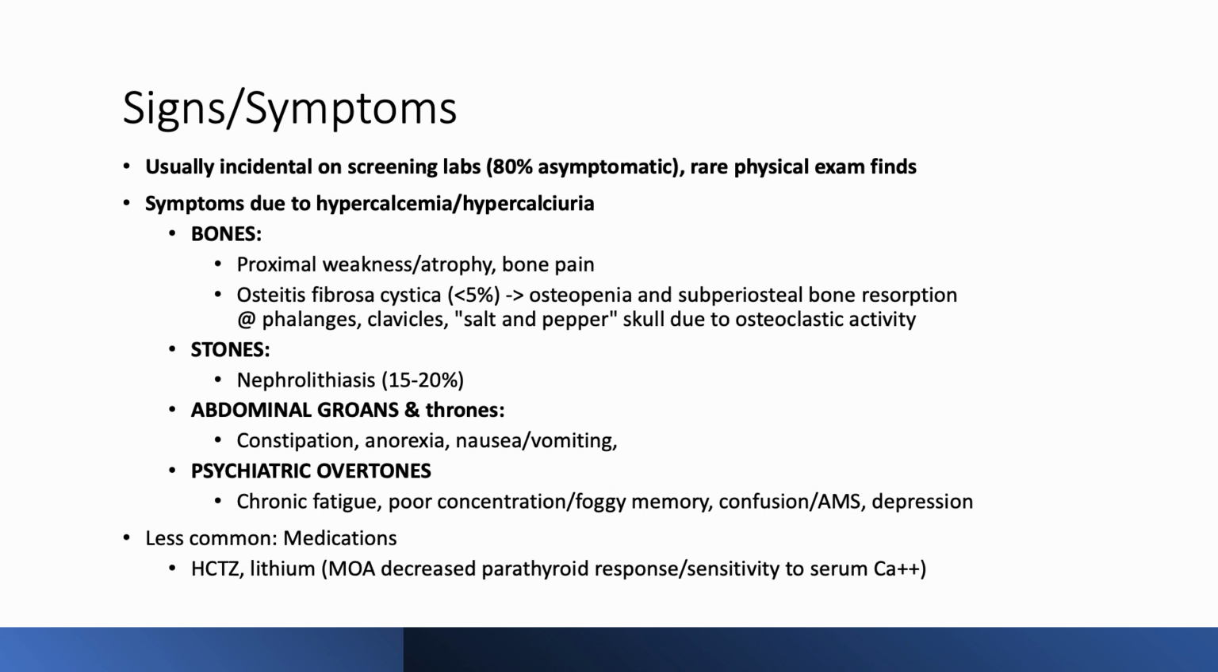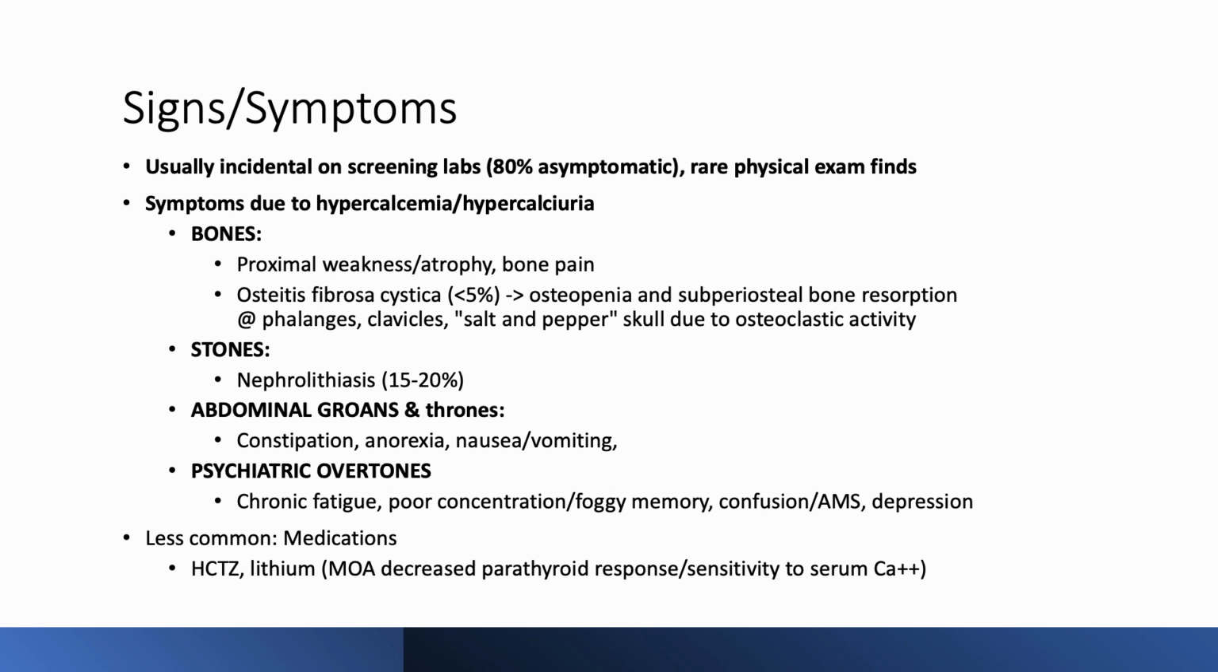In terms of stones, up to 20% of these people can present just with calcium-based kidney stones. Also, gallstones can form. Abdominal groans refers to constipation, anorexia, nausea, vomiting. This can also be because of dehydration from their polyuria. So that's what thrones is for, polyuria. So they get a little bit dehydrated, and this is from impaired sodium and water reabsorption. You've got this calcium going out, so is sodium, and where sodium goes, water goes, okay?